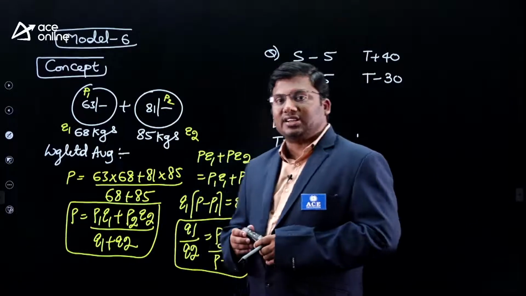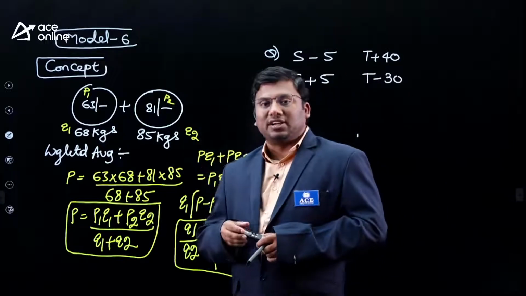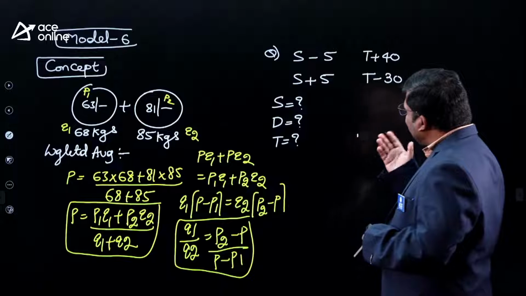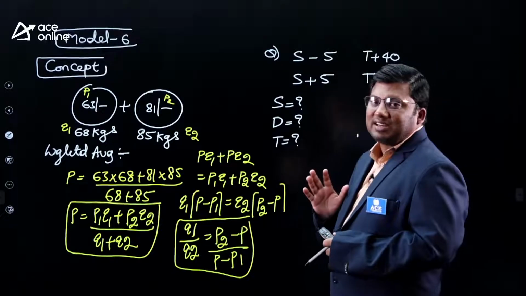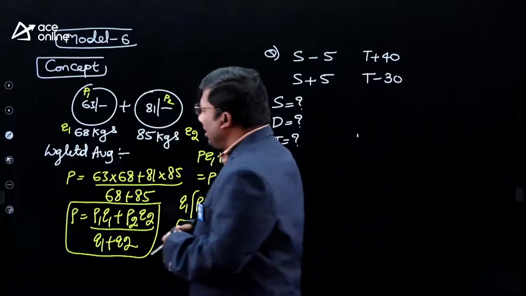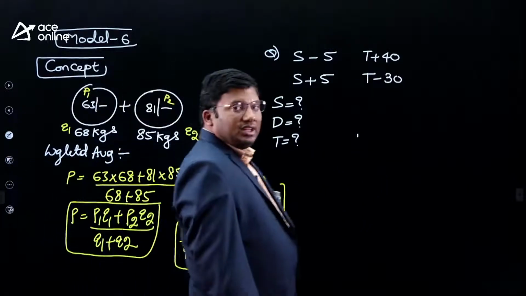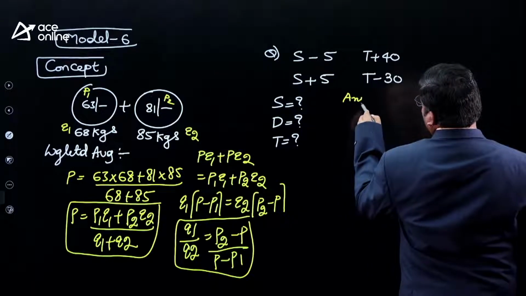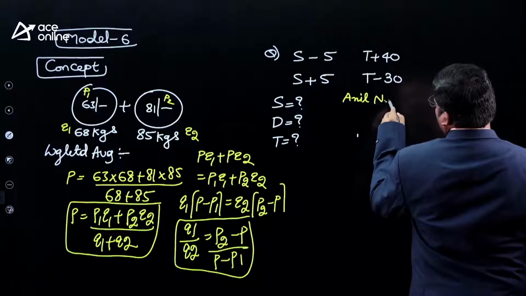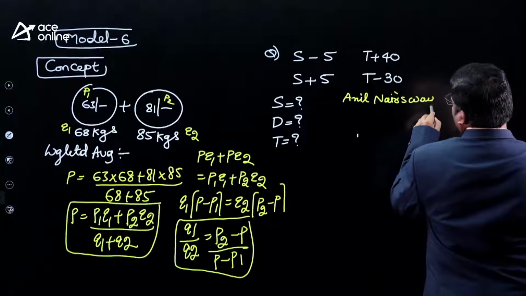Speed is decreased by 5 kilometers per hour, a person takes 40 minutes more. Speed is increased by 5 kilometers per hour, he takes 30 minutes less. A very beautiful way of solving this question, I will discuss right now. This is a level 3 question. Anil Nair's way of solving. Listen carefully.